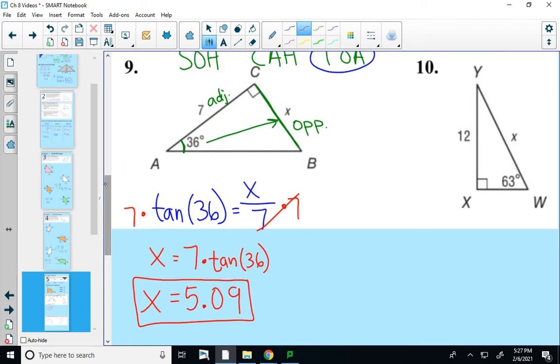All right, let's do the next one. So looking at number 10 here, I'm solving for x. So you're going to use the angle that we have. So it looks like we've got angle W. Figure out what relationship we have here. So the side that is 12 units looks like it is directly across from angle W. So that would be our opposite side. The side that's labeled X is directly across from the 90-degree angle. So that would be our hypotenuse. So I need a trig function that tells me about opposite and hypotenuse. That's going to be sine.